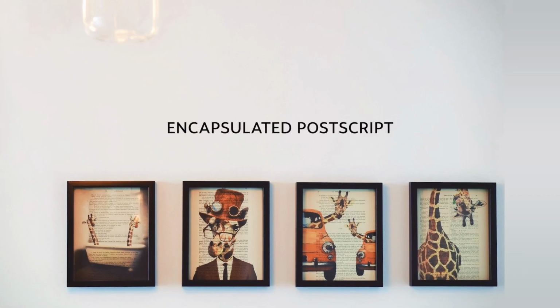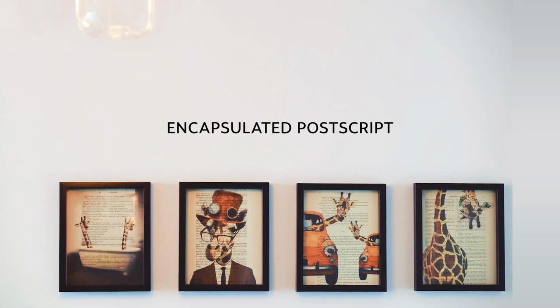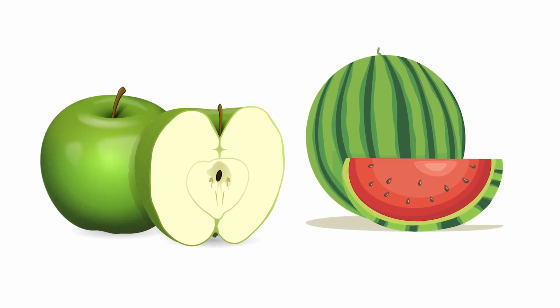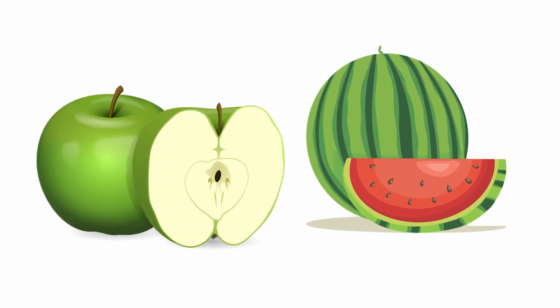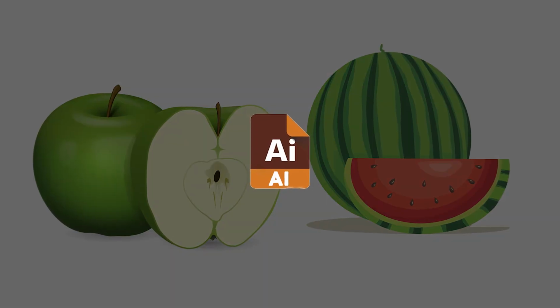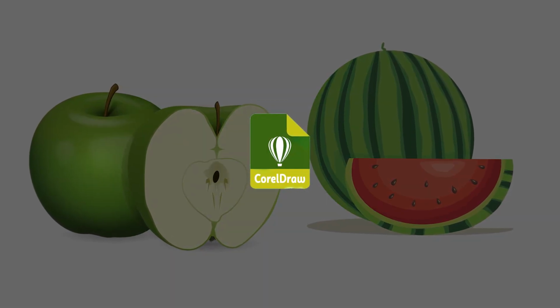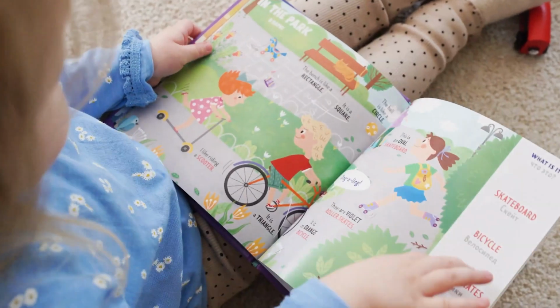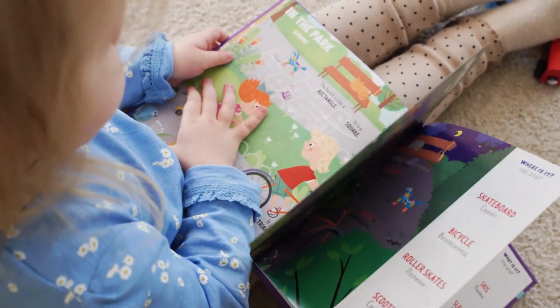An EPS or encapsulated PostScript file is a common vector file type. EPS files can be opened in many illustration applications such as Adobe Illustrator or CorelDRAW. It is best used for vector artwork and illustrations.